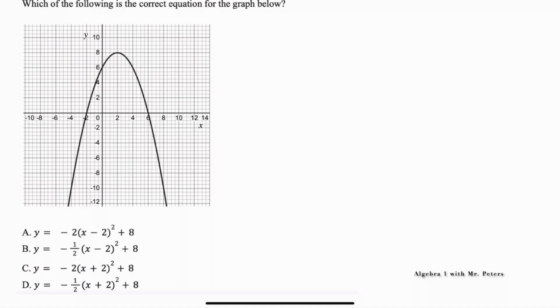So we have another quadratic equation and we need to match the graph. And if we look at the vertex, we know the vertex is 2, 8. So if the vertex is 2, 8, that means inside the parentheses, it should be x minus 2 because we shift to the right 2. So as a result, answer choice C and D are incorrect because they shift to the left side. So now we go back and you're saying, all right, Mr. Peters, how do I know if it's either A or B? And this is what I'm going to show you.